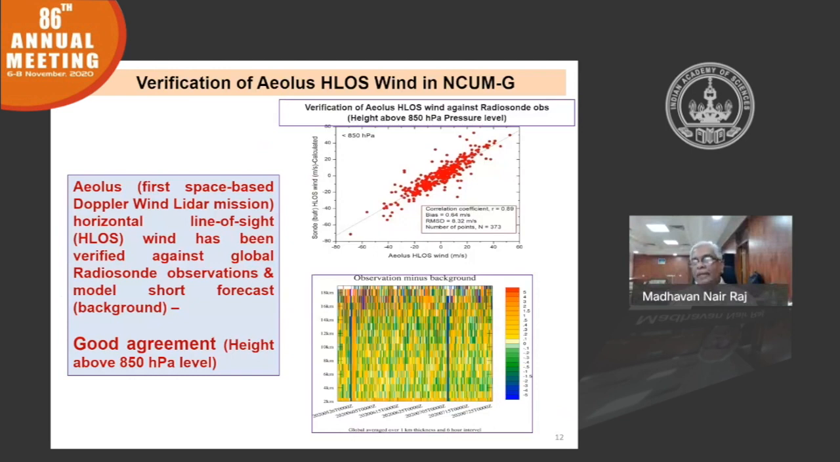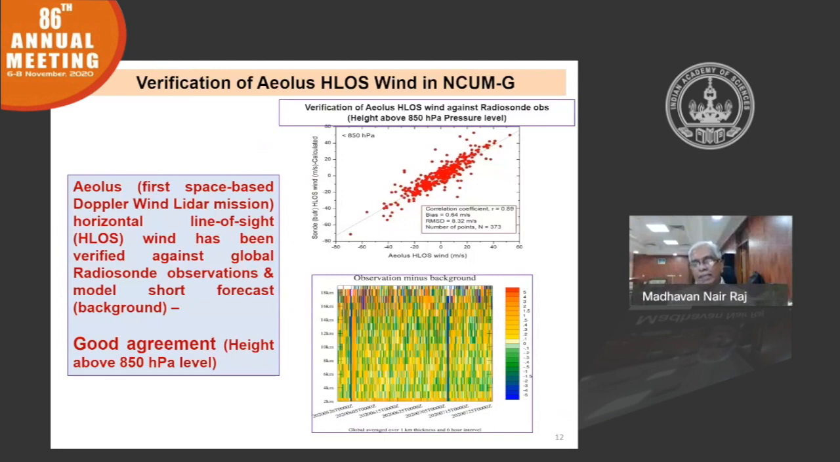Over the land we can have so many observations. We can send balloons, and we can have, for example, wind profilers to get winds, and a microwave radiometer to get vertical profiles of temperature and humidity. But over the oceans we don't have many resources. So our community was talking about vertical profiles of temperature, humidity, and also wind. Satellites provided vertical profiles of temperature and humidity even earlier, but wind profiles were not available.